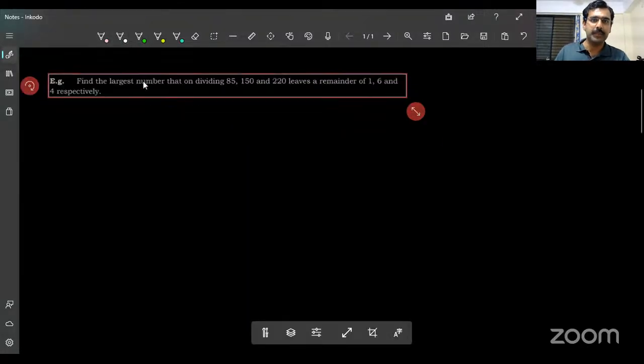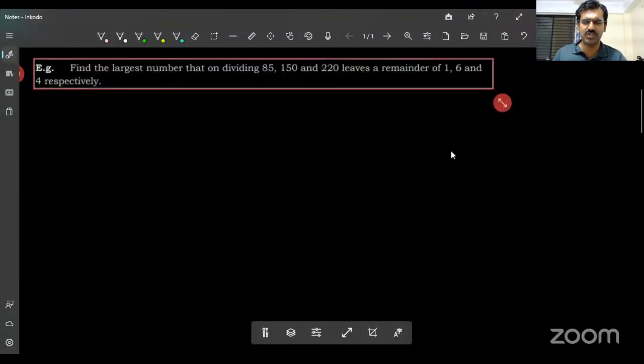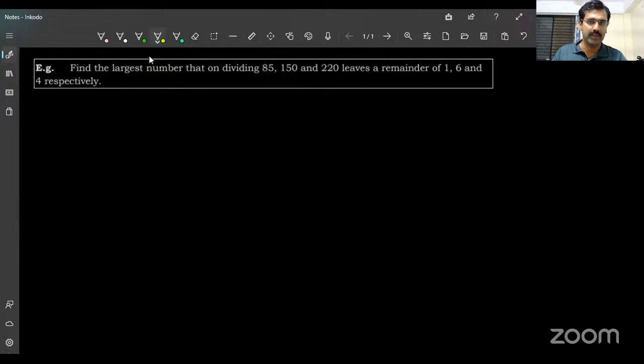So I hope you have understood a lot of basics, a lot of nuances, of how these questions are cracked and understood. For example, here is another question, which again will give you a lot of clarity. Now, what is this question? This question says that you need to look for the largest possible number which on dividing 85, 150, and 220 leaves a remainder 1, 6, and 4 respectively. I don't know that number, but let's say the number we are looking for is n.